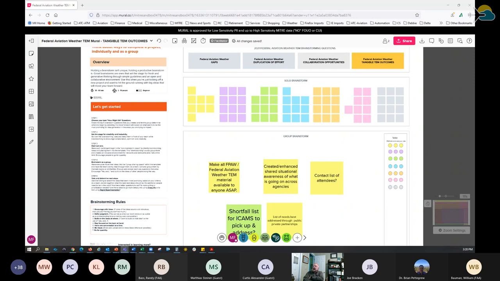I also see another sticky note about a list again of needs or gaps, shortfalls that might be best addressed through public-private partnerships. And I find that to be a very interesting request, and I don't quite know how to answer that one. Anybody have any thoughts?